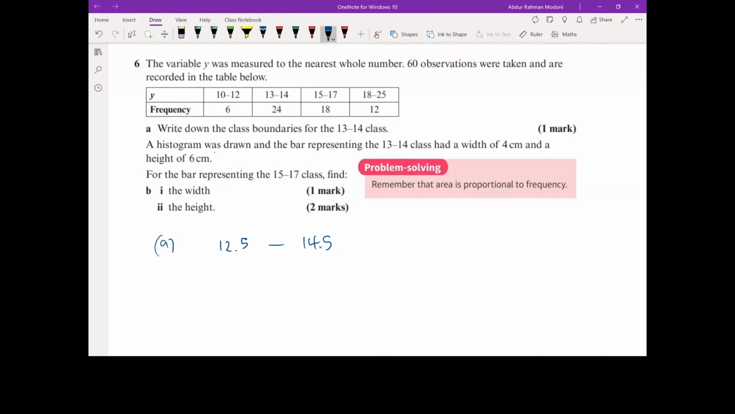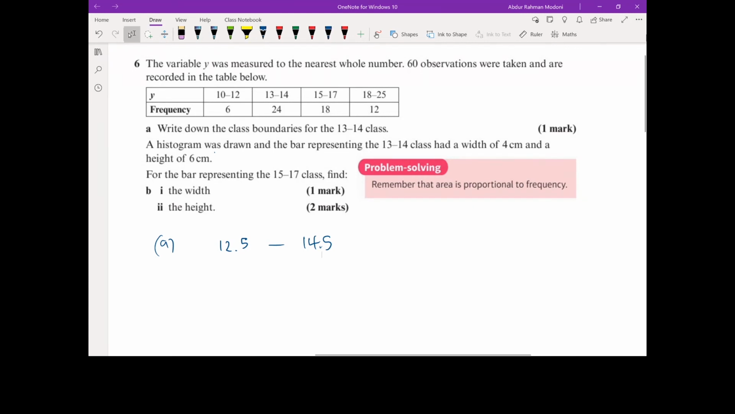It goes on to say a histogram was drawn and the bar representing the 13 to 14 class had a width of 4 centimeters and a height of 6 centimeters. So we need to use this information, go line by line, and we'll look at the question in a moment. One of the important things to remember about histograms is that the area of a histogram is proportional to the frequency. So that's what we're going to use to work out what the bar size needs to be.